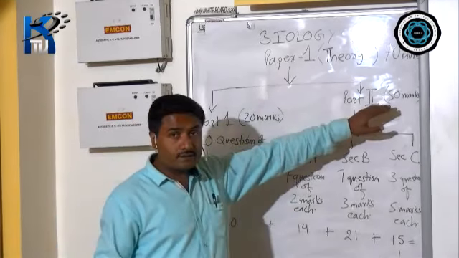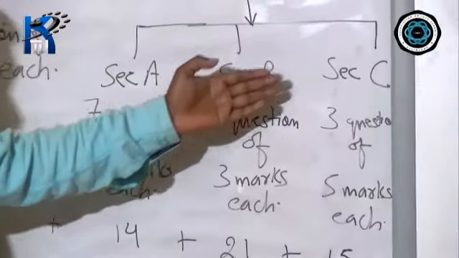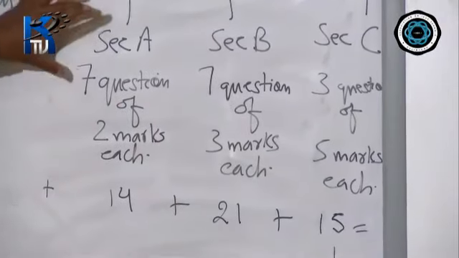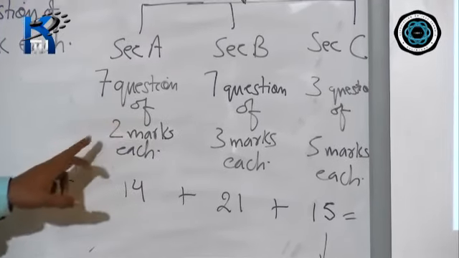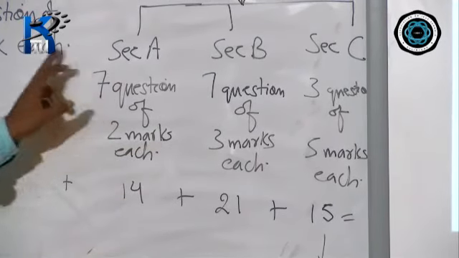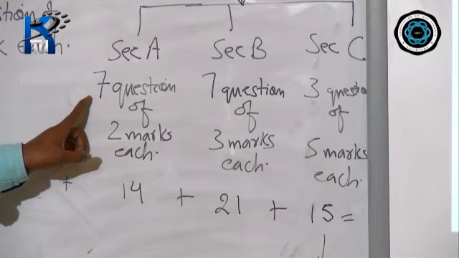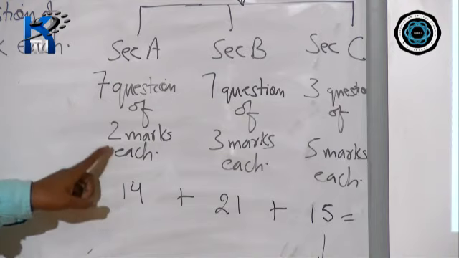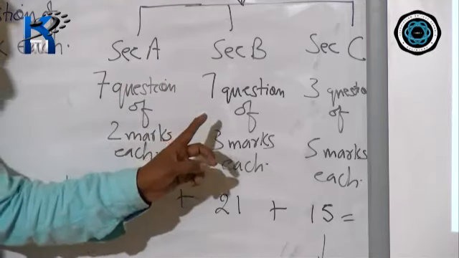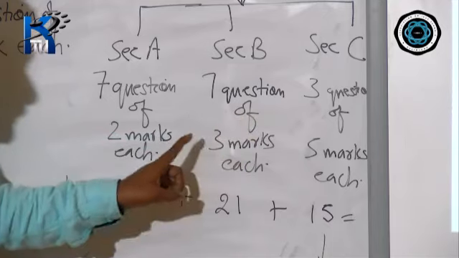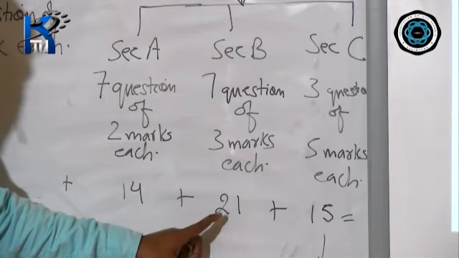Part 2, which is of 50 marks, is divided into Section A, Section B and Section C. In Section A, there will be altogether 7 questions of 2 marks each, which covers 14 marks. Section B also has altogether 7 questions, of 3 marks each. That means altogether 21 marks.